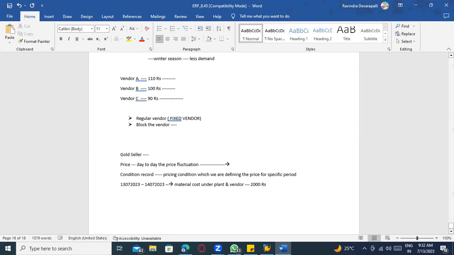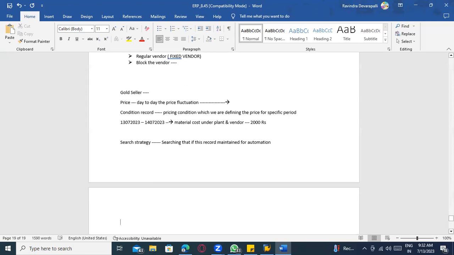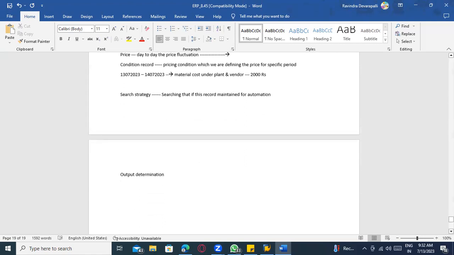So what is the meaning of search strategy? It searches whether this record is already maintained or not. This record is maintained for the automation. I can give one more example, output determination. If there is a vendor A, when a PO is created, we always send the hard copy. Hard copy means you need to take the printout and send that hard copy to vendor A. Then for vendor B, this PO is always sent as a soft copy.